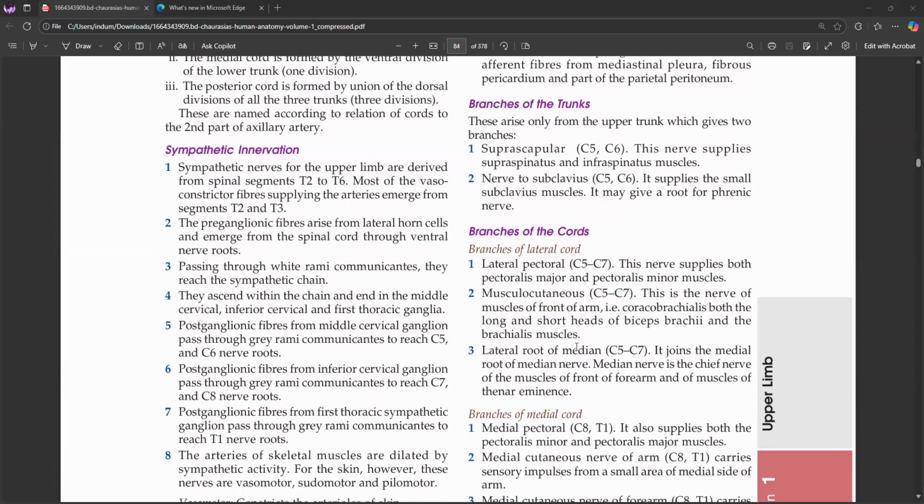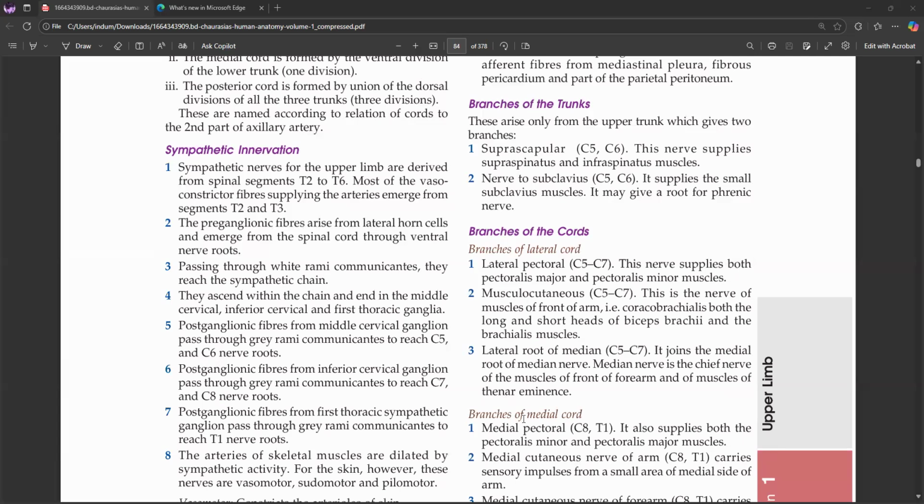Branches of the trunks. These arise only from the upper trunk, which gives 2 branches. Number 1, suprascapular, C5, C6. This nerve supplies supraspinatus and infraspinatus muscles. Number 2, nerve to subclavius, C5, C6. It supplies the small subclavius muscles. It may give a root for phrenic nerve.